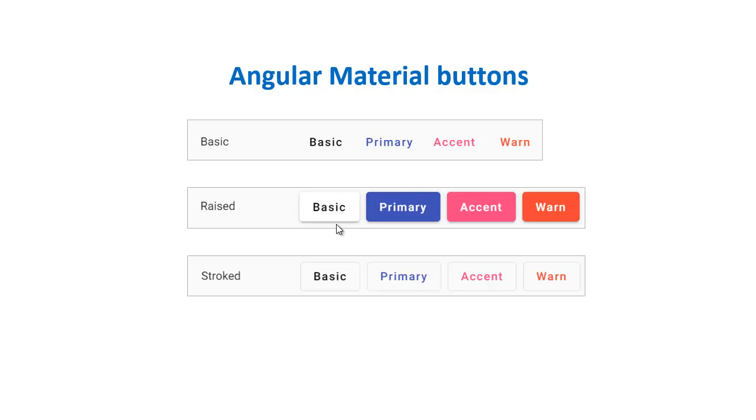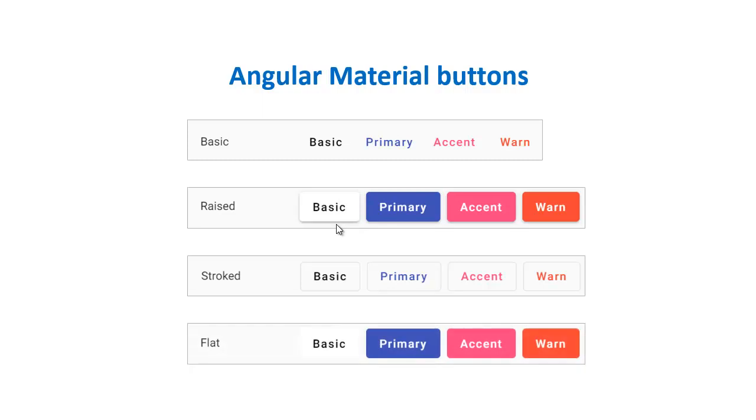And the fourth set of buttons are flat buttons. These buttons are flat in nature, that's why they are called flat buttons. And these buttons don't have any border and they are filled with different colors. If you are using the primary color palette, you will be getting blue color as a background color. And if you are using accent, pink color will be the background. And similarly, red will be the background color for warn.